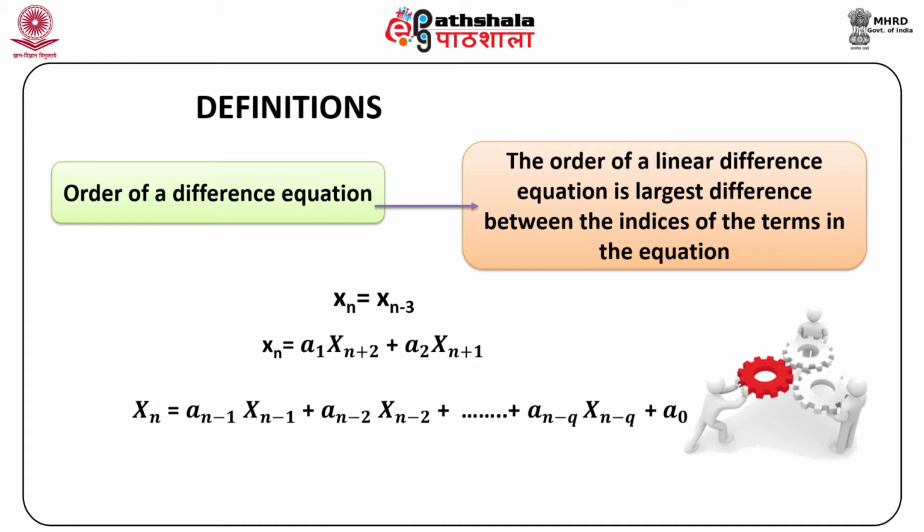The general form of a linear difference equation of order q is as follows. xn is equal to an minus 1 xn minus 1 plus an minus 2 xn minus 2, right up to an minus q xn minus q plus a0.